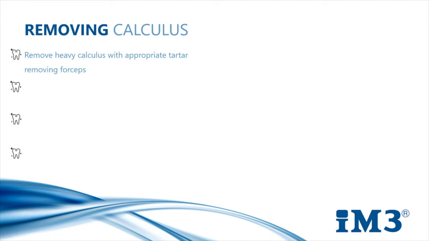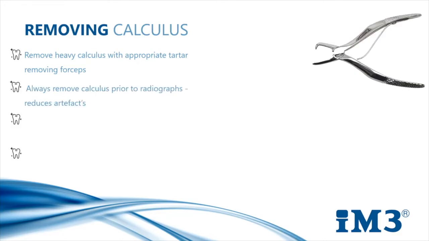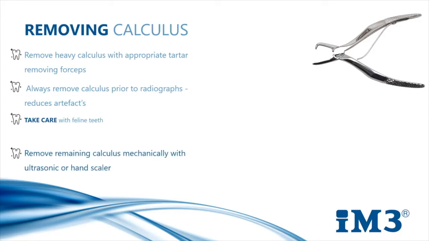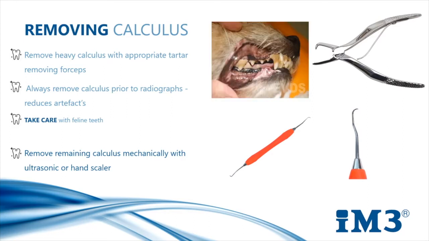Once we have charted our teeth initially, so done our initial count and missing teeth, before we go on to do any greater stages in charting, we need to actually remove any of that heavy calculus. To do this, we can use appropriate tartar removing forceps. They have a really nice curved beak, which allows easy removal of heavy calculus from the tooth surface before we actually go on then and scale our patient's teeth.